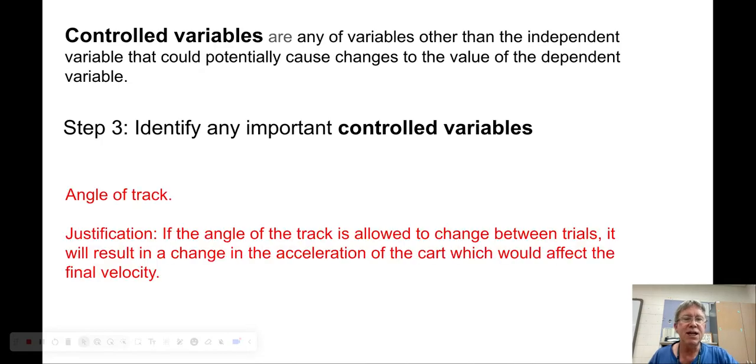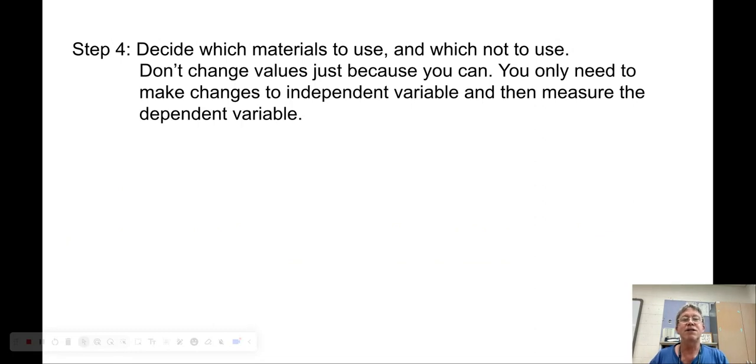Since I've been told it's an angled ramp that can go from 0 to 45, I need to keep it at one angle the whole time. If I'm asked to describe the experiment, I just specify what angle I'm going to use. And you often have to justify why it's controlled. My justification would be, if I change the angle of the track between trials, I'm going to change the acceleration of the cart. And if I change the acceleration of the cart, that's going to have an effect on the final velocity. And the only thing I want to affect final velocity is my independent variable, which in this case was the distance it traveled.